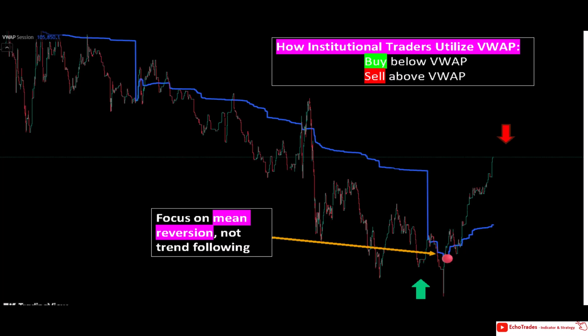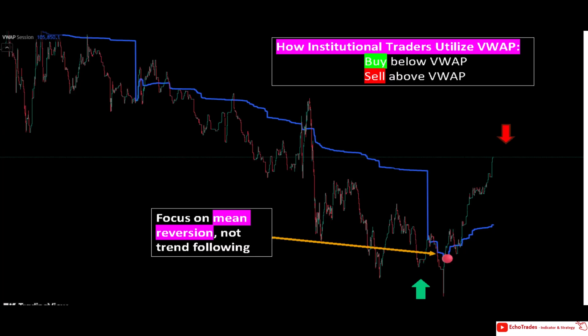And for those big institutions moving millions of shares, they can't just slam a market order. That would blow the price out of the water. Right. Too much impact. So they use VWAP. It's their target, kind of. They aim to buy below that average price for the day or sell above it, discreetly. Their main goal isn't always chasing a trend like maybe a smaller trader would. It's often about mean reversion.